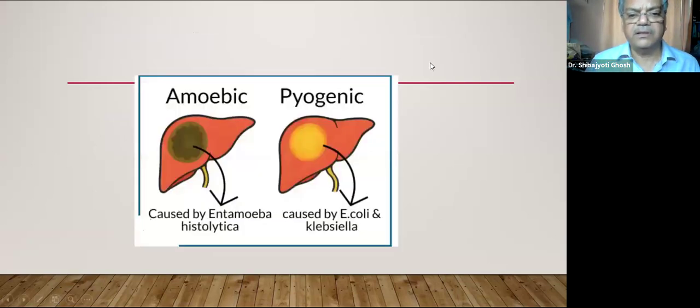So this is a pictorial depiction of the amoebic liver abscess and pyogenic liver abscess. Pyogenic liver abscess is usually caused by E. coli and Klebsiella, usually polymicrobial infections, whereas amoebic liver abscess is caused by Entamoeba histolytica.